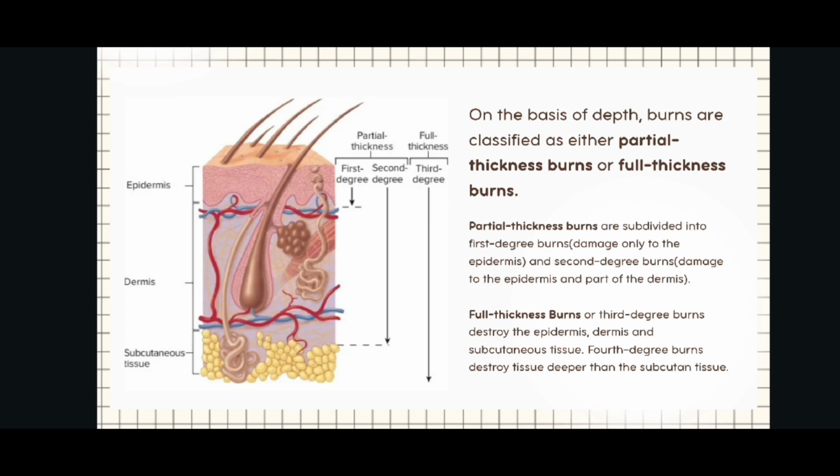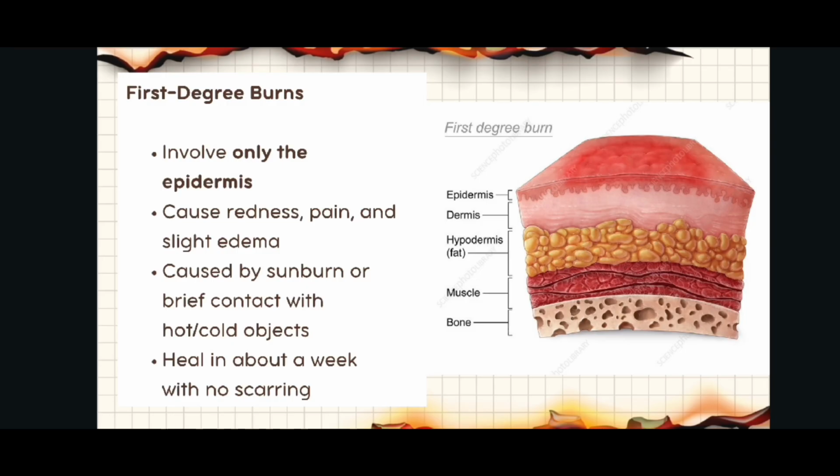On the other hand, we have the full thickness burns. These are the third degree burns and the fourth degree burns. In third degree burns, the damage goes through the epidermis, dermis, and even the subcutaneous tissue. Fourth degree burns go even deeper, destroying tissues under your skin like muscles or bones.